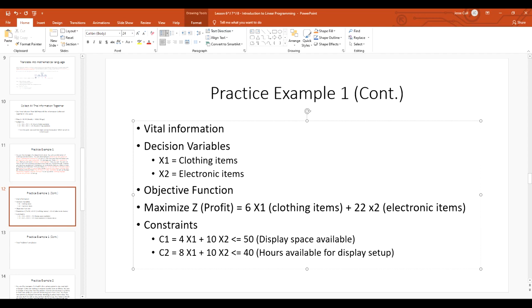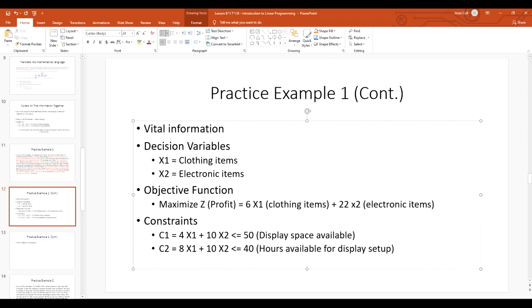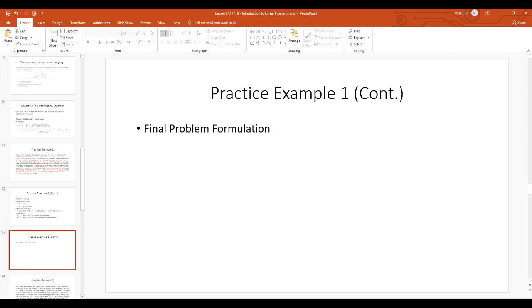So now we've collected all of our relevant information. We have our decision variables, we have our objective function, and we have our constraints. So once we do that, we have one final step. We need to go in and collect all of this information and write it in its proper format. We'll do that here.